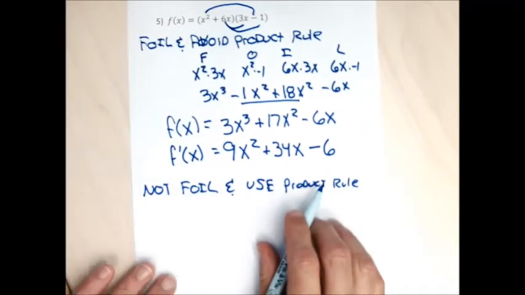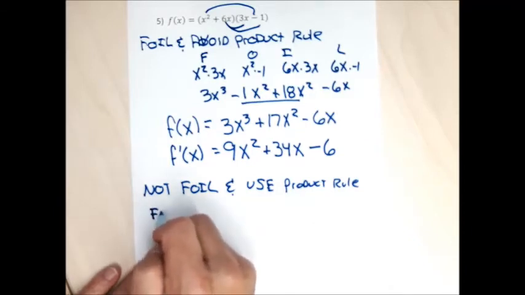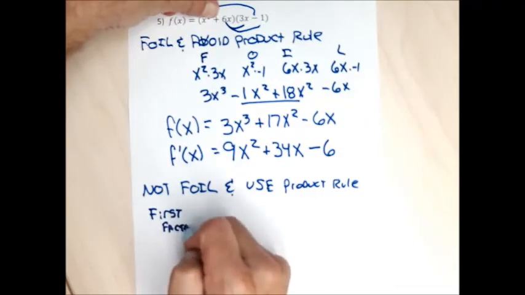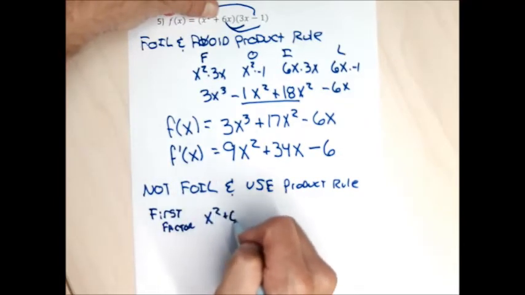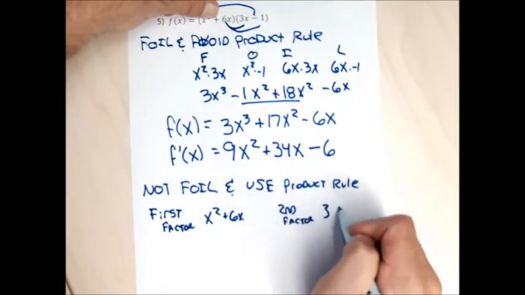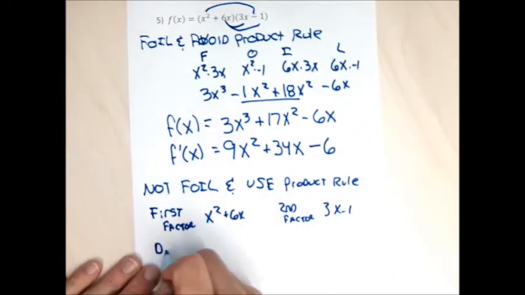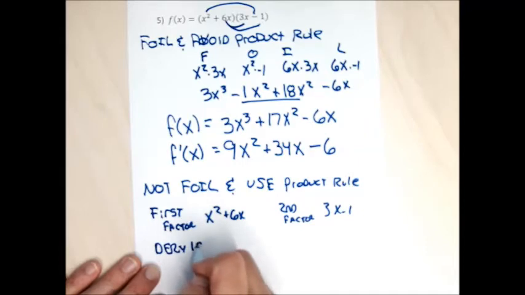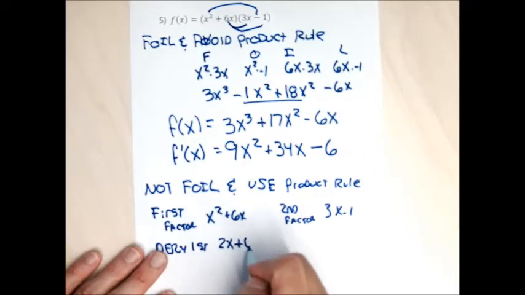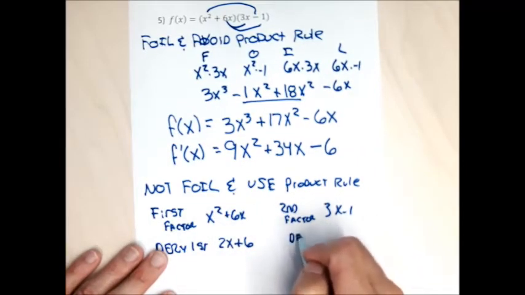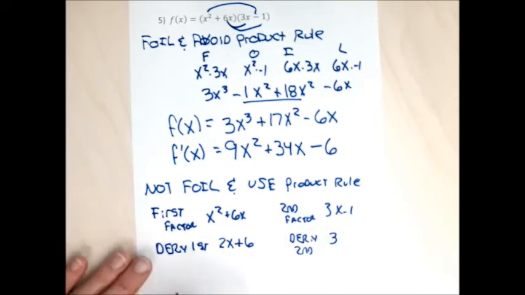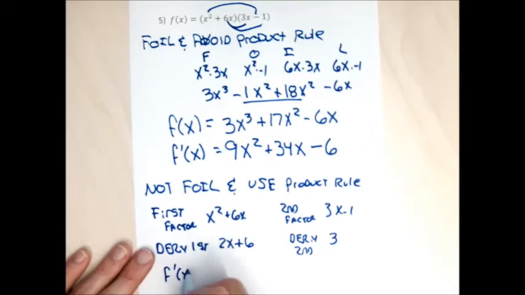But if you didn't want to do the multiplying, then you can use the product rule. The product rule, you need the first factor. That's x squared plus 6x. You need the second factor, 3x minus 1. You need the derivative of the first factor. The derivative of x squared is 2x. The derivative of 6x is 6. And the derivative of the second is just 3.